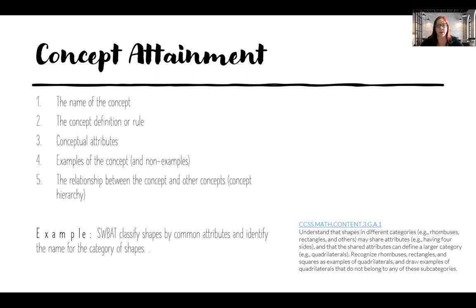So the steps for the concept attainment model is essentially you want to first name the concept that you want students to understand, and then come up with a definition or a rule. And then you're going to think of those attributes that that concept has. And then you'll give examples of the concept, and non-examples are also included within those examples. And then you'll think about that relationship between the concept and other concepts.